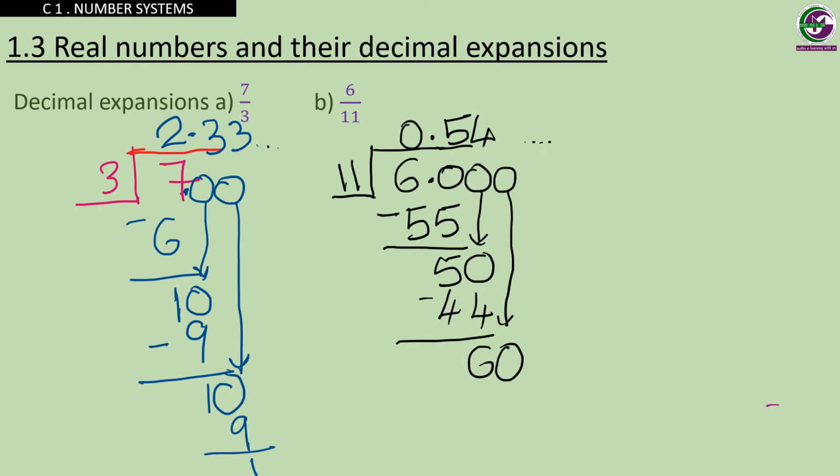See the next example, 6 by 11. What type of a fraction is this? Good, proper fraction, because the numerator is less than the denominator. Great. And remember, the denominator should be written outside. So 11 is out and 6 is in. But you see, can you take 11 from 6? No.